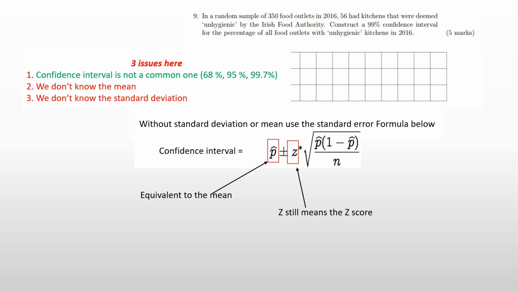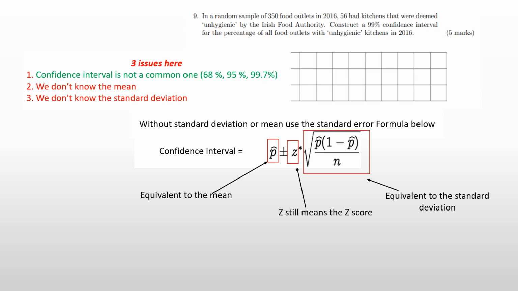So we went on to hunt down the z value because it was an uncommon value. We found it was 2.58, right? And then this thing here is now replacing the standard deviation. That's how you calculate that value. So the formula still has the same structure: some value plus or minus z times some value. Before it was mean plus or minus z times standard deviation, right? So in this case, it now looks like this.